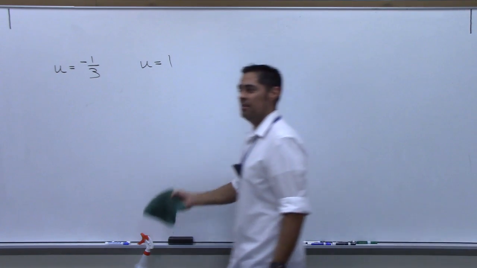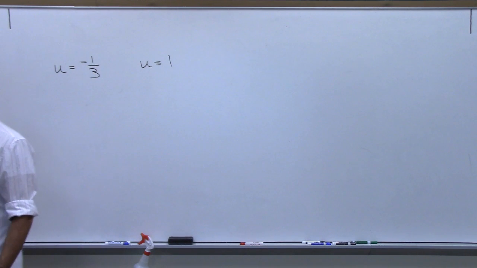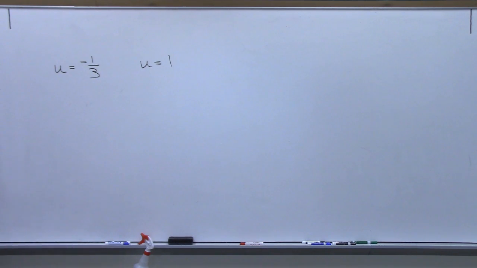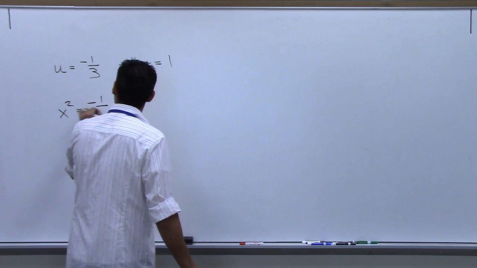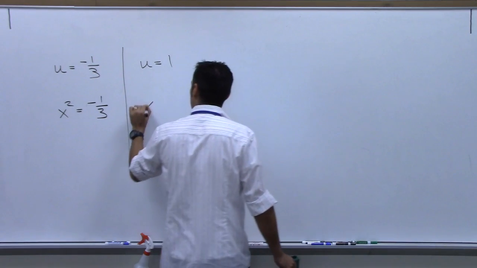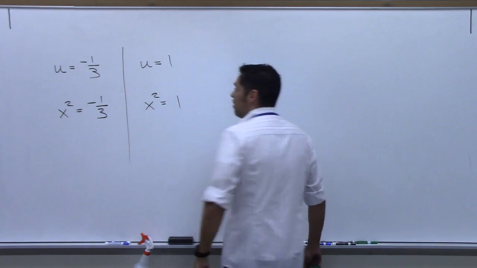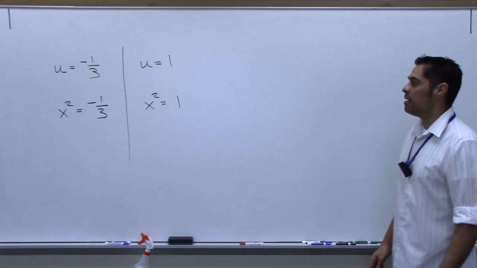You're not there yet, right? You got to go back. Resubstitute. So you can just replace u with what? X squared. What was the substitution we made? It was u is x squared, right? And same thing here. And now you have two little miniature quadratic equations, don't you?